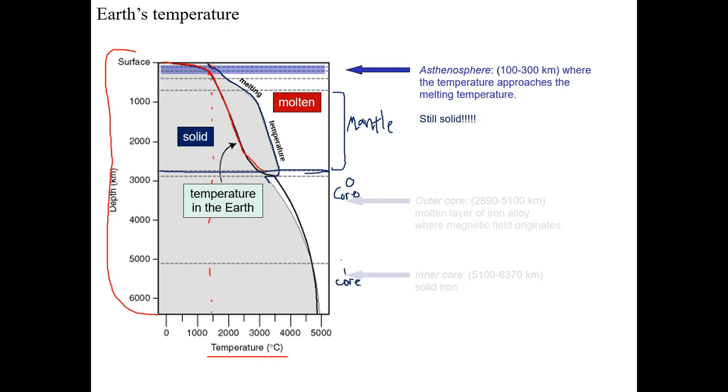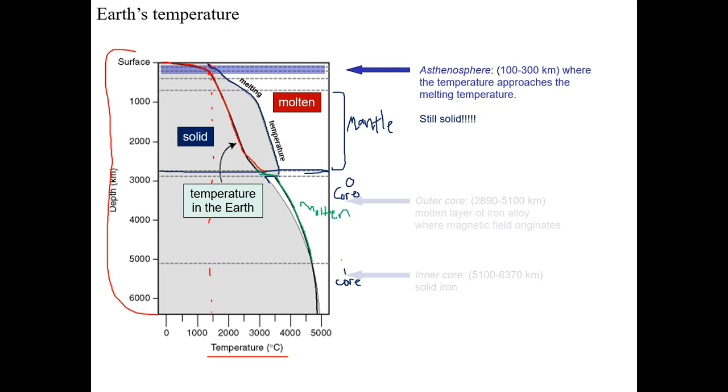Now notice that when you get to the outer core, the temperature of the Earth is higher than the melting temperature. What does it mean if the temperature is higher than the melting temperature? Well, it means that you're melted, right? Does that make sense? Yeah, it makes a lot of sense because the outer core we know is molten. Okay? We know it's molten. So this is molten. Okay, so that makes sense.